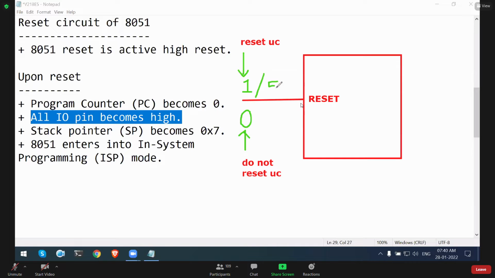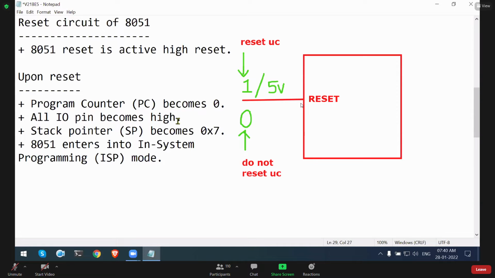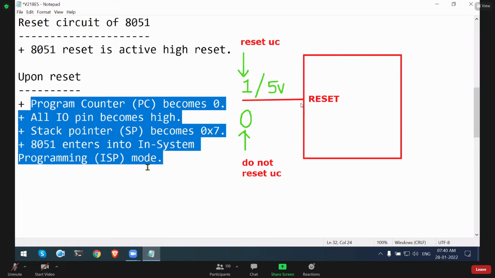1 is nothing but a 5 volt. So in digital electronics, we represent it as a 1. But this 1 is nothing but a 5 volt. As soon as you give 1, or as soon as you give 5 volt on the reset pin, the microcontroller will reset. Microcontroller reset means these things will happen inside the microcontroller. That is called the microcontroller is reset.